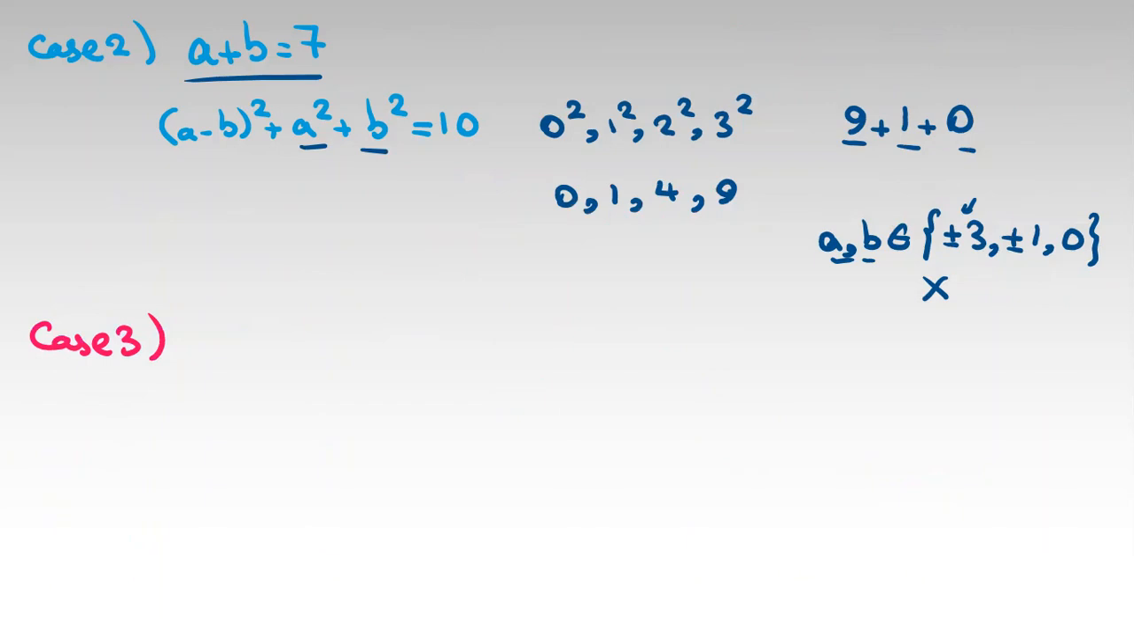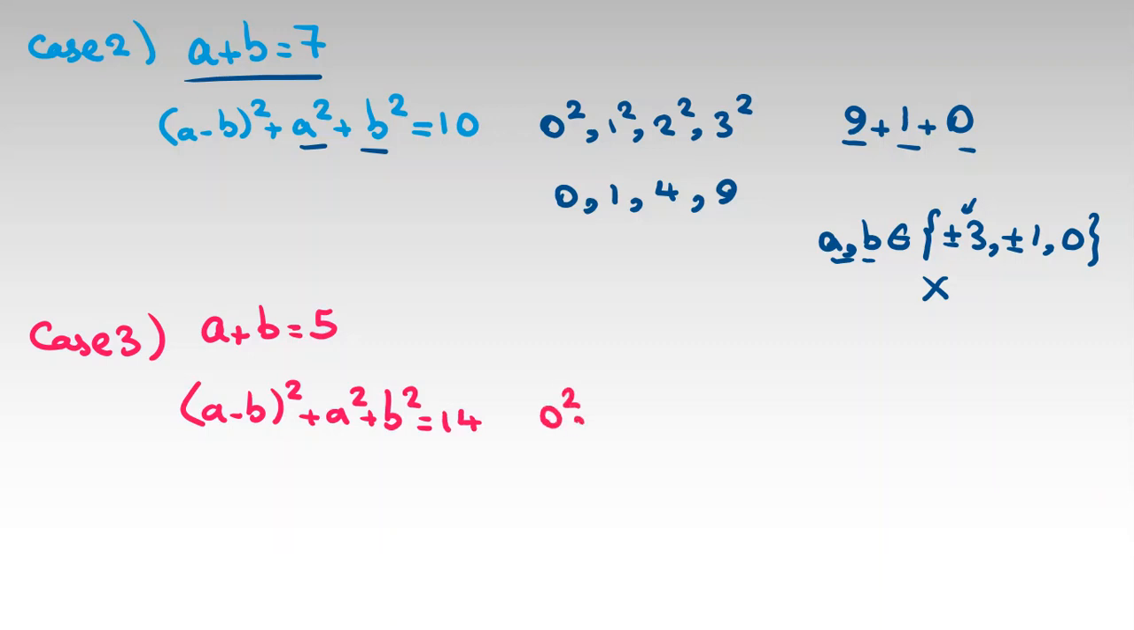A plus B is 5, and A minus B squared plus A squared plus B squared is 14. If I want to check this to reach 14, we can use 0 squared, 1 squared, 2 squared, 3 squared. 4 squared is 16, you can't use it.